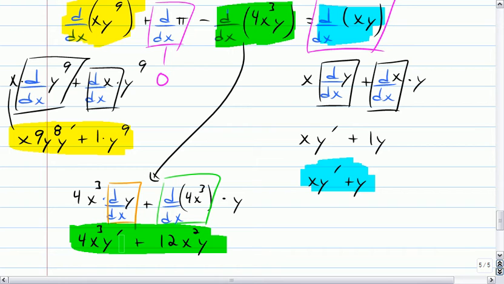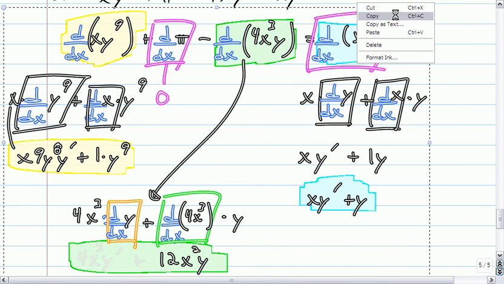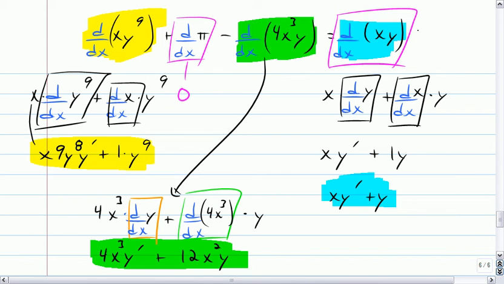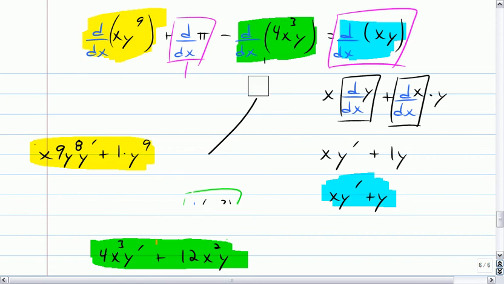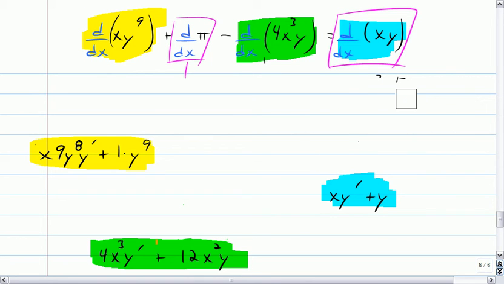So we've got them all highlighted. Now we need to plug them in. The last step is going to be to isolate y prime. So let's see if we can. So I don't need this middle stuff. So now I'm just going to make the substitutions.